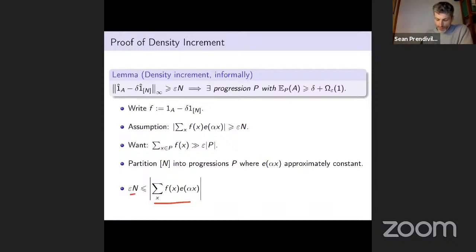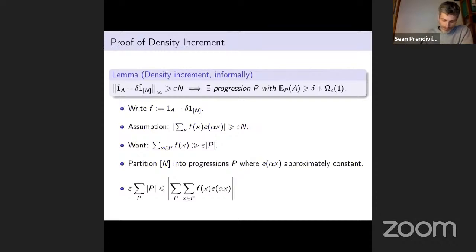Instead of summing over all integers, let's partition this sum into these individual progressions P. So I've just rewritten the sum, so now we're summing over all the possible progressions and then summing over x in each progression. And here, before we had the number capital N, and you can rewrite N as summing over all progressions, the cardinality of the progression.